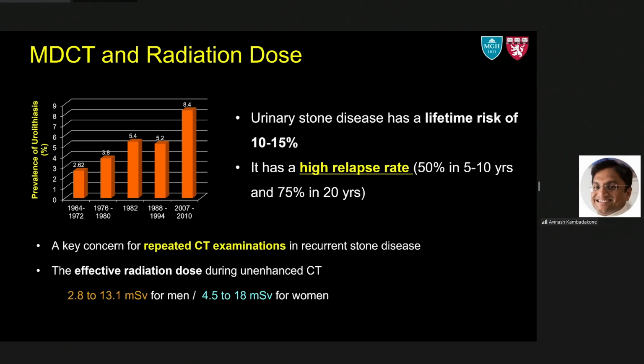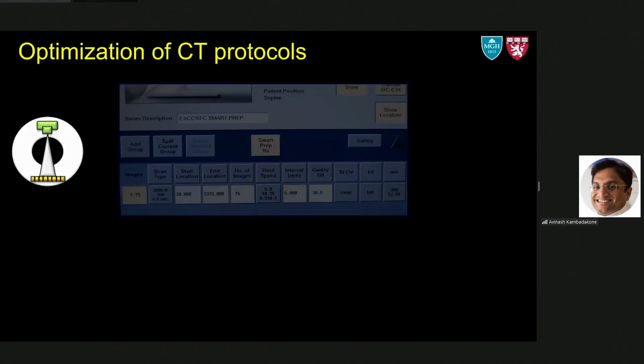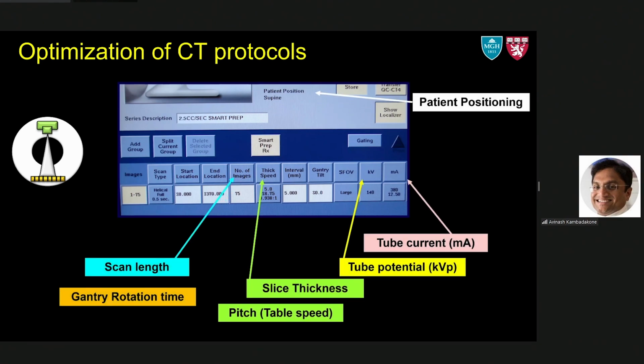So when you look at optimization of CT protocols to reduce radiation dose, especially in patients who get multiple CT scans, there are several strategies you could utilize. Now, CT protocol optimization would involve making changes to several parameters to reduce radiation dose. Now, I'm going to discuss three important strategies we have employed in our practice in the past decade or so.